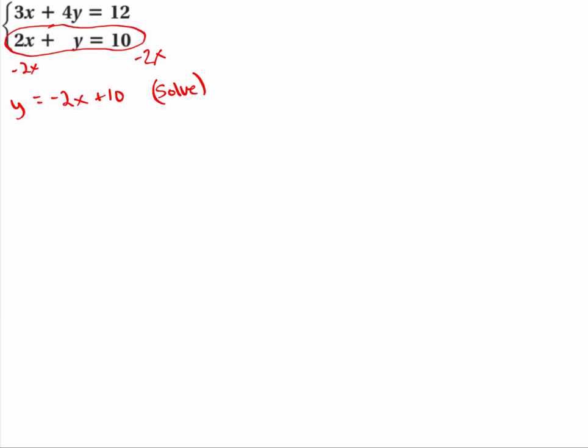Next, I'm going to substitute. Let me change pen colors. My pen will change. Next, I'm going to substitute. And I want to take this and I'm going to substitute it into the other equation. So I have 3x plus 4. Now, everywhere I have y, I'm going to substitute in minus 2x plus 10. And that's equal to 12.